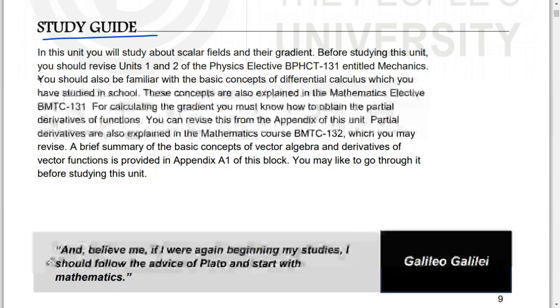And believe me, if I were again beginning my studies, I should follow the advice of Plato and start with mathematics. Galileo Galilei.